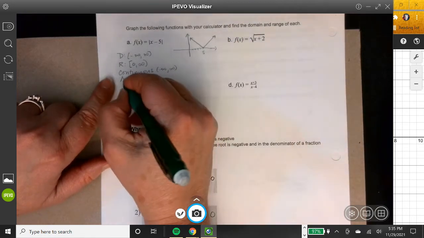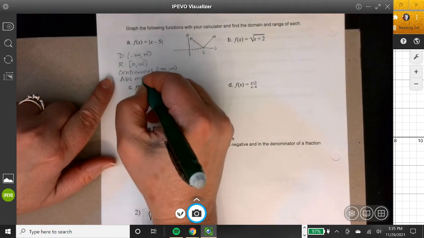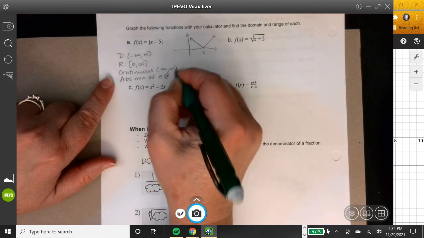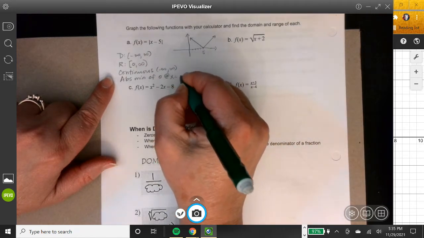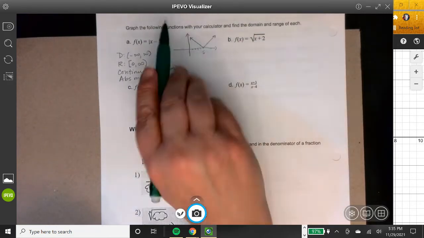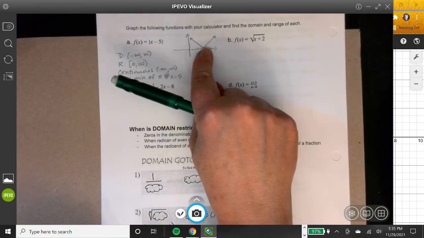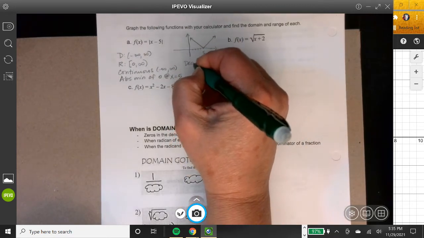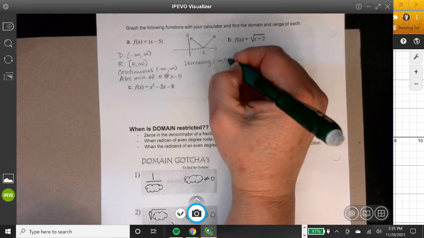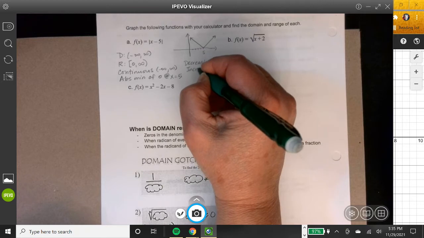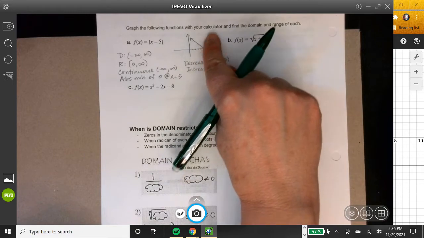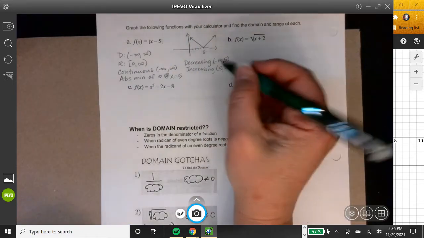And it has an absolute min of 0 at x equals 5. Does it have any increasing or decreasing intervals? Well, the function, if I put my finger on it, is decreasing until I get to 5. So this one is decreasing from negative infinity to 5. And it's increasing from 5 to infinity. If I were to put my finger on this function, it's going up from 5 to infinity. All right.